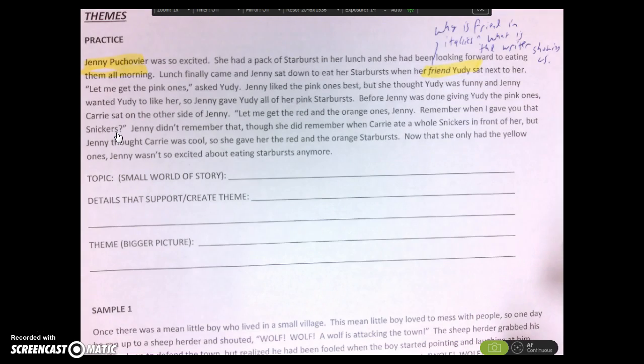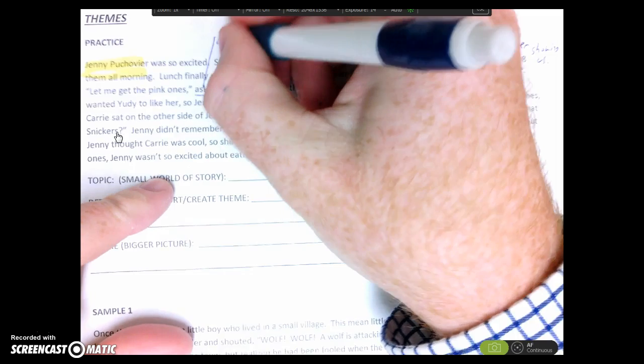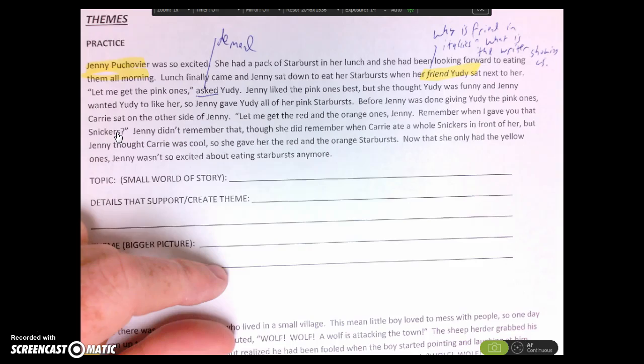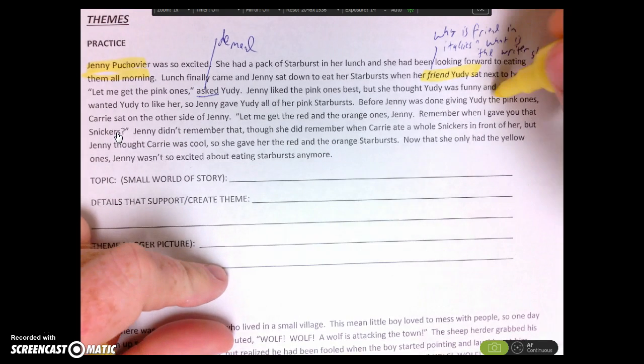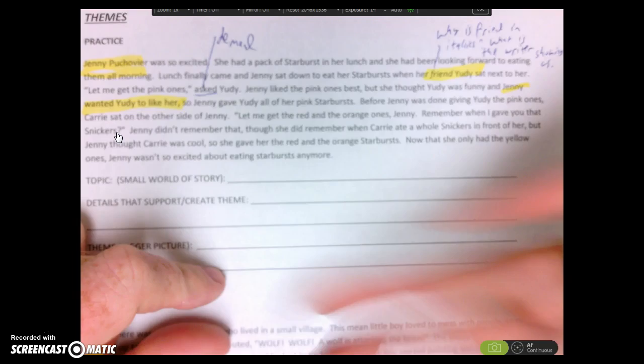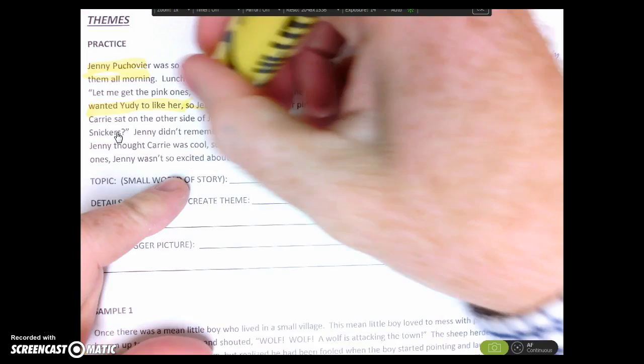"Let me get the pink ones," asked Yudi. Well, to me, this is more of a demand. Jenny liked the pink ones best, but she thought Yudi was funny, and Jenny wanted Yudi to like her. Continue on. She gave Yudi all their pink ones.